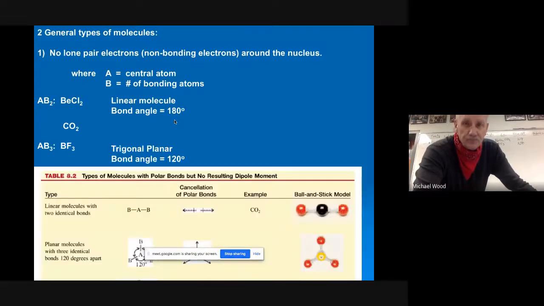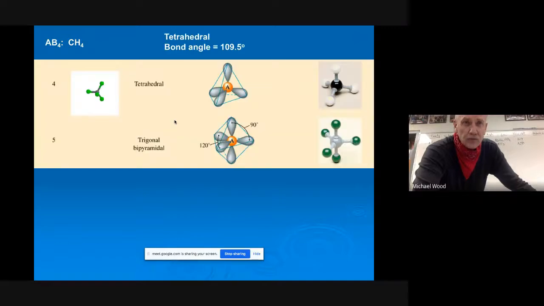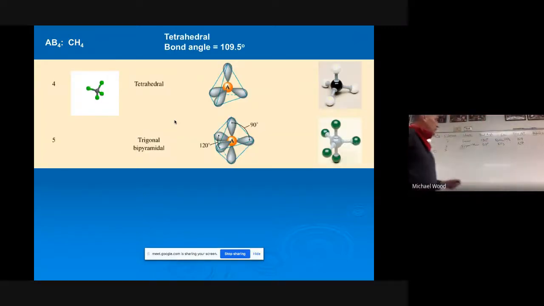So the next shape, and this will be the last one we're going to do, is AB4. Really the ones that I'm doing here are ones that we did in first year chem. So again, I'm going to do the dot structure and count the electron domains. So this is going to have 4 electron domains. AB4, an example of that is CH4. It's tetrahedral and it has a bond angle of 109.5.